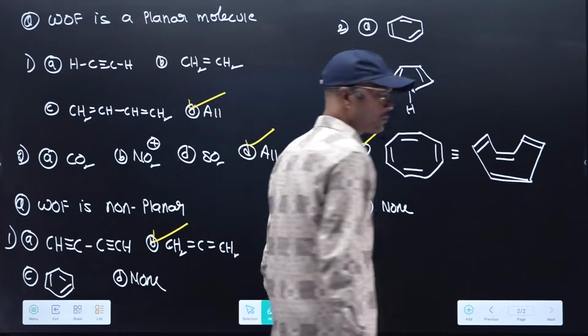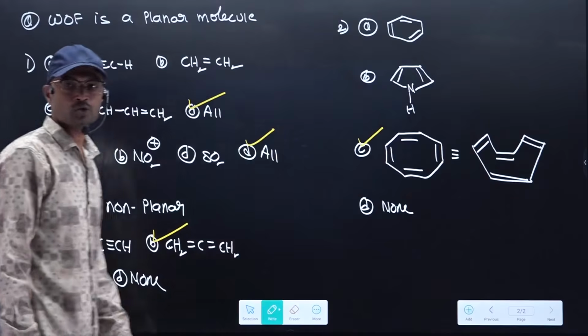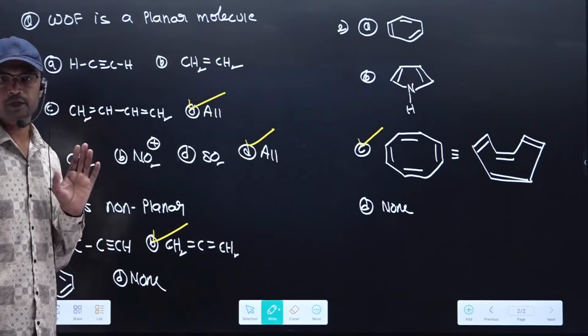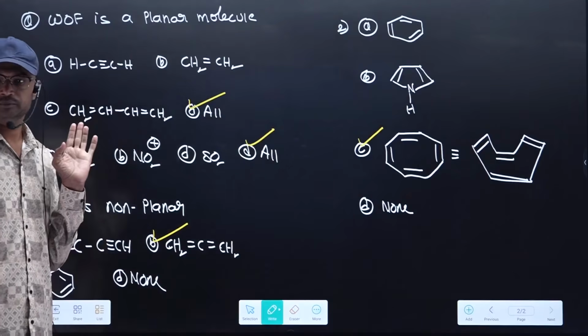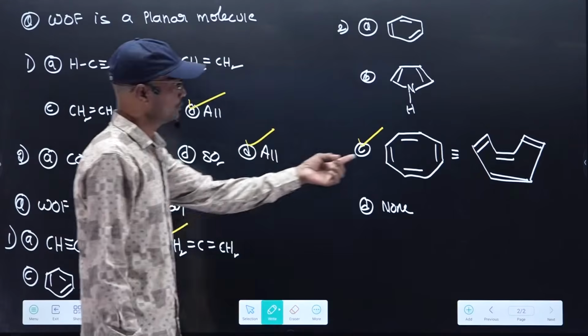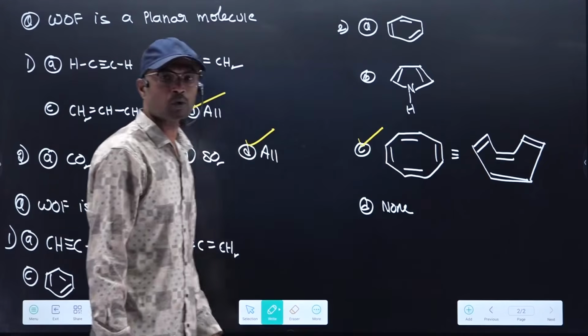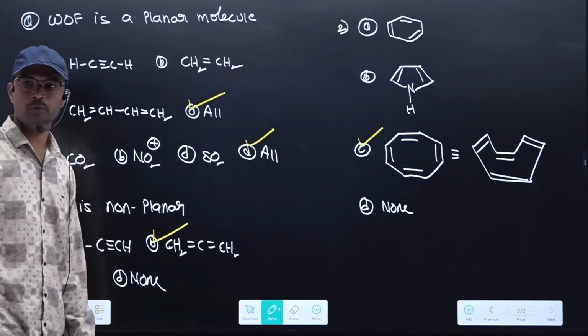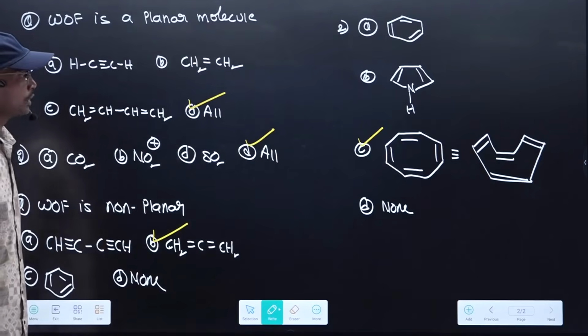So due to more number of carbons, this molecule shows a non-planar arrangement. It is not planar. Okay, this is non-planar due to more number of carbons and availability in stable form. Tub shape structure.